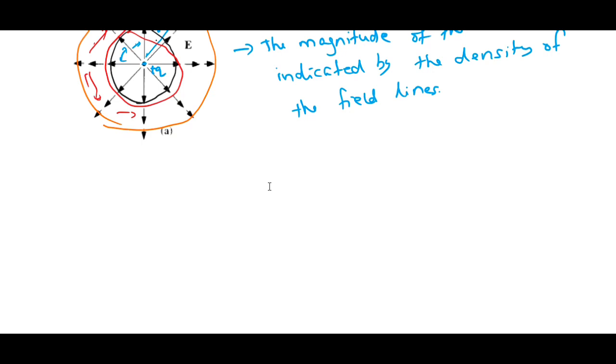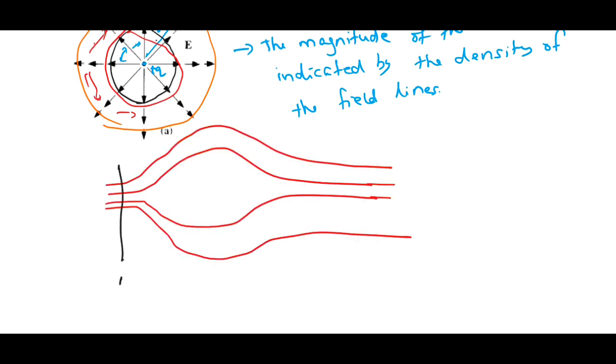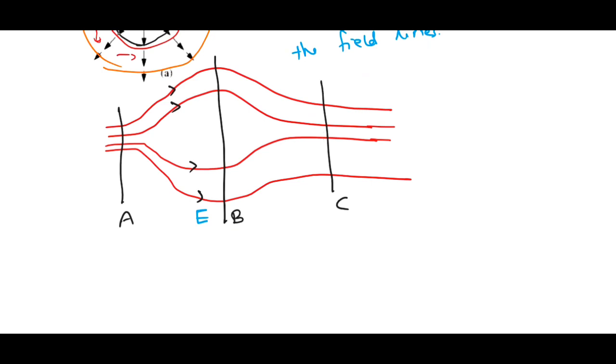I will draw one figure. This is the region A. This is the representation of the electric field lines. And I will mark 3 regions in this. That is, this one is B, and this line represents the region C. A, B, C are the 3 regions in the electric field. Here we have to say where the intensity of the electric field is maximum and where the intensity of the electric field is minimum.